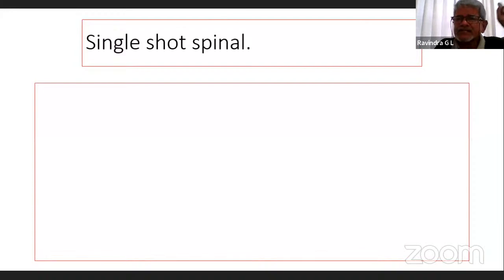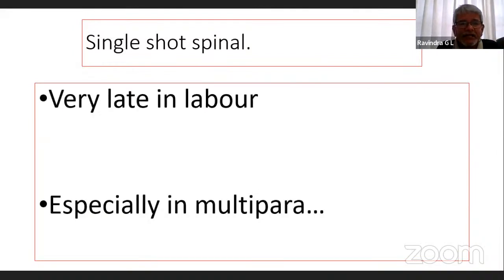How to decide? Single shot spinal is when the labor is really imminent in the next half an hour to 45 minutes. That means in a multi, very late in labor, fully dilated and crowning, and the patient wants the analgesia now. Till then, she didn't want it and she wants it now. Then it is very simple. Just go ahead and give a single shot spinal. I don't even place an epidural catheter.